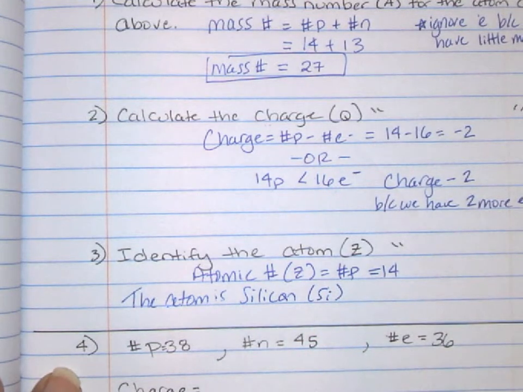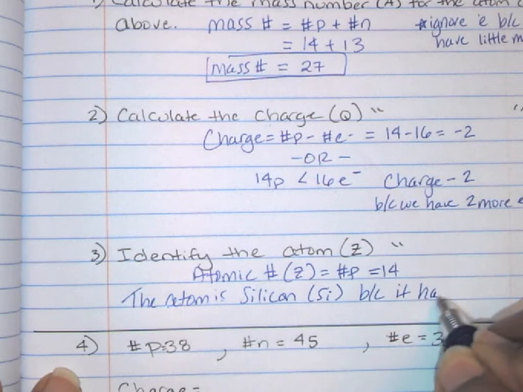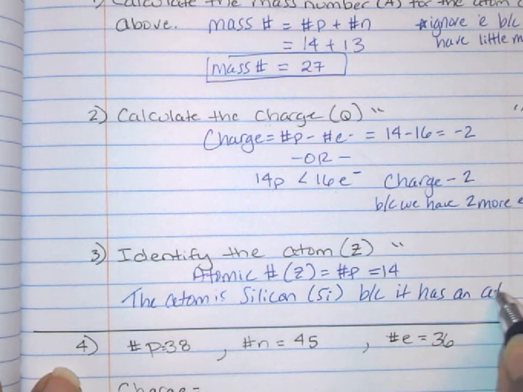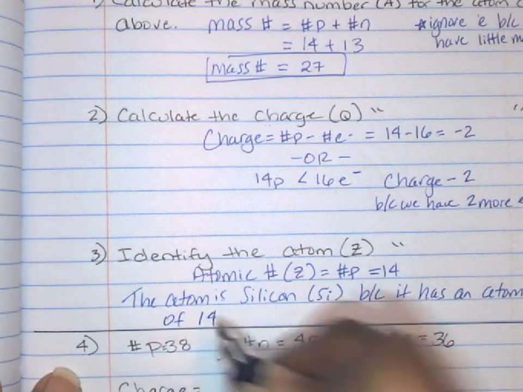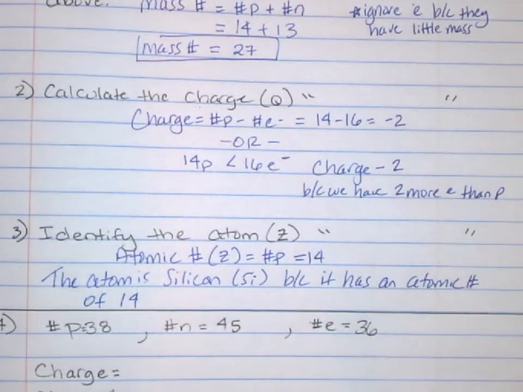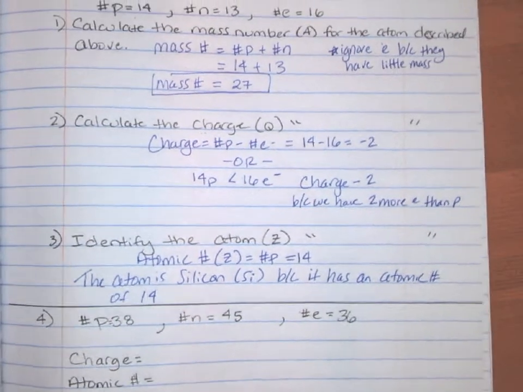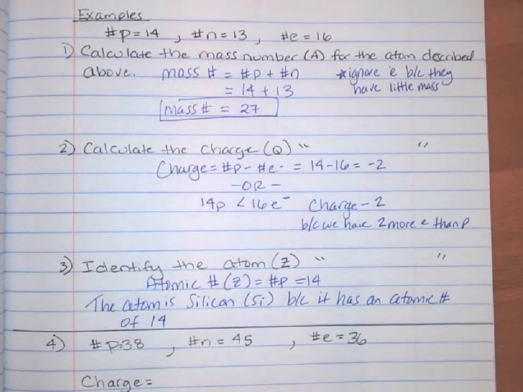Silicon, and the symbol is Si, because it has an atomic number of 14. Sorry about that. There we go. All right, I'm going to zoom out. I think I need to zoom out here. Okay, so these are the notes that we've captured for the examples.